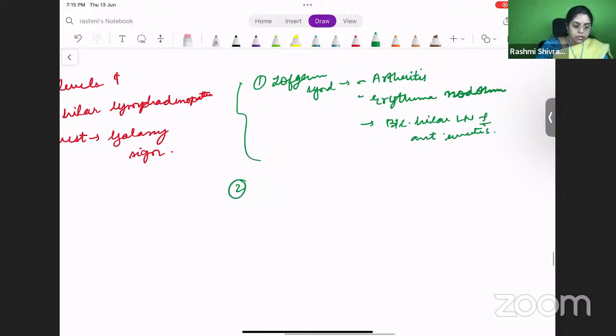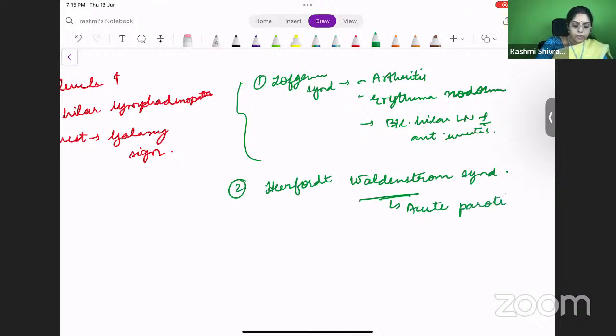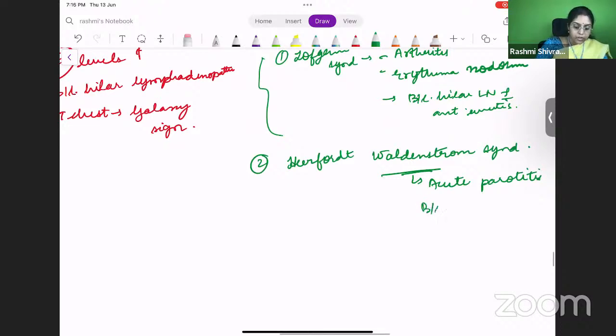So what is the other one? Heerfordt-Waldenstrom syndrome. In this, you have an acute parotitis. The patient will have high-grade fever, acute parotitis, bilateral facial nerve palsy, and also anterior uveitis. These are the important points regarding sarcoidosis that you must remember.